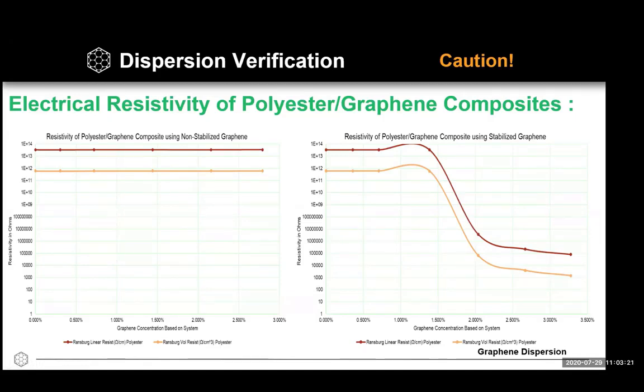By contrast, if we have a stabilized graphene dispersion that's compatibilized with a polyester matrix, then somewhere between 1 and 1.5% the graphene will begin to percolate and achieve point-to-point contact, and thereby you will begin to achieve the electrical conductivity you're trying to achieve. Especially in this particular case, you're going to get to a static dissipative level of conductivity very quickly, in the 1.5 to 2% loading range.